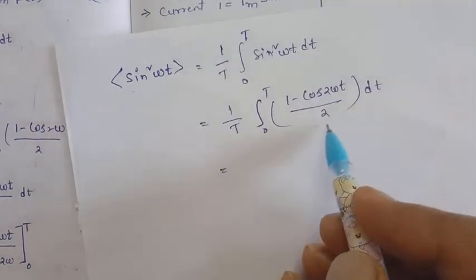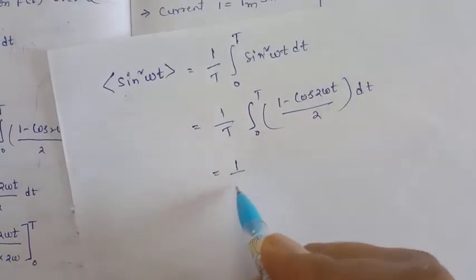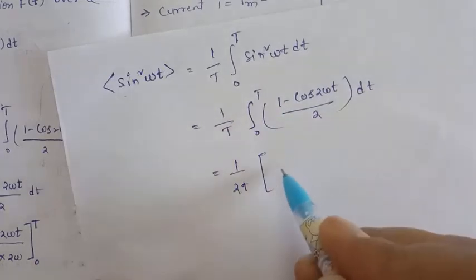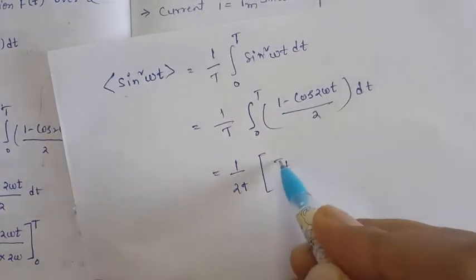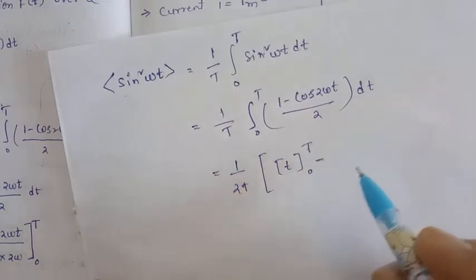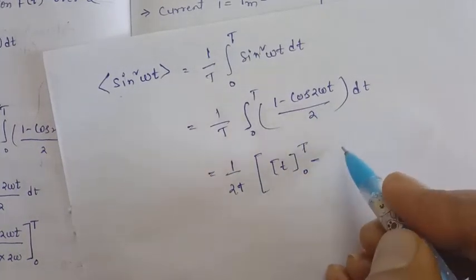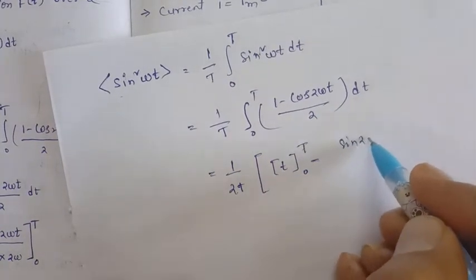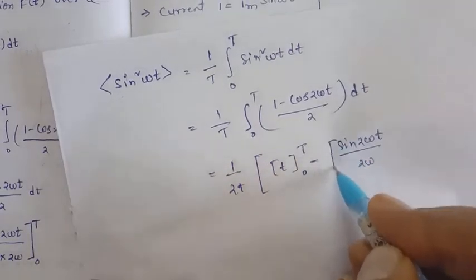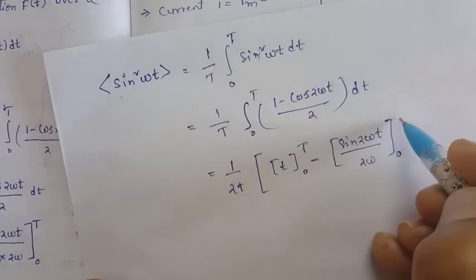So suppose this 2 is taken outside, 1 by 2T. The integration of 1 means t, small t. You have to apply the limits 0 to T. And what is the integration of cos 2 omega t? It is sine 2 omega t by 2 omega. Then you have to apply the limits 0 to T.